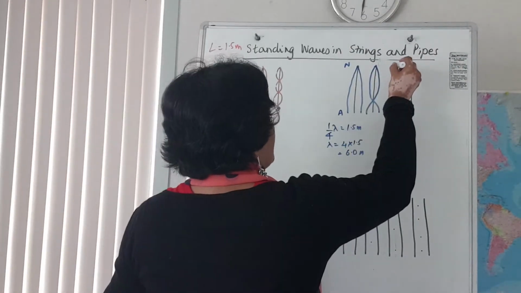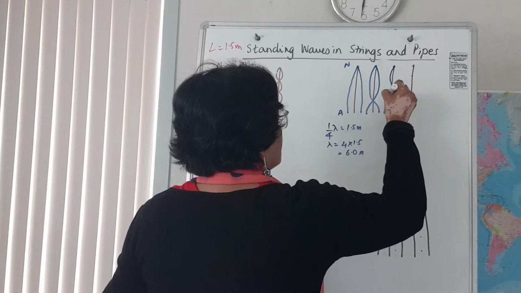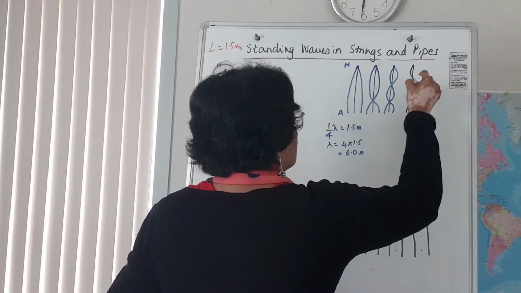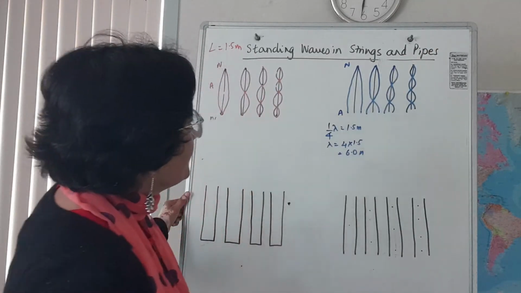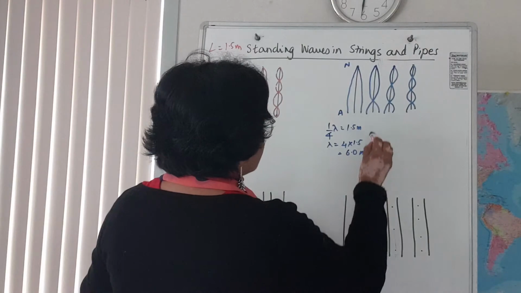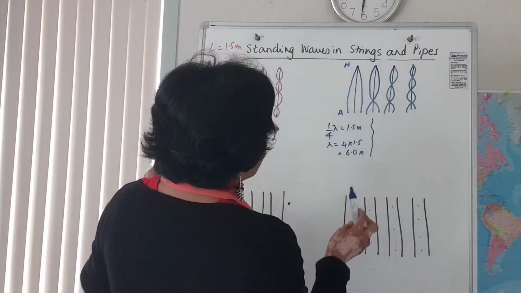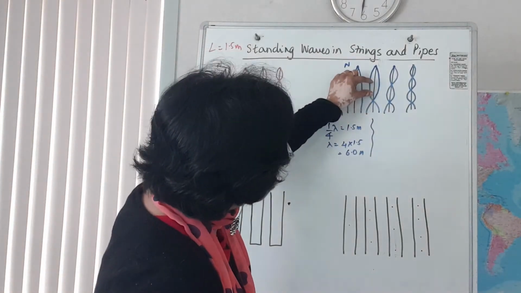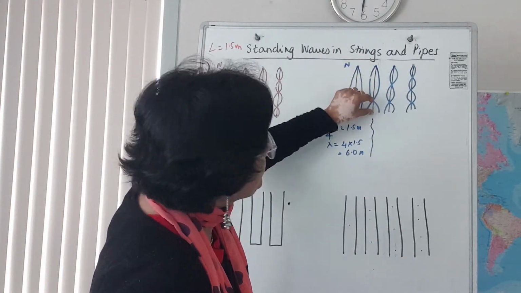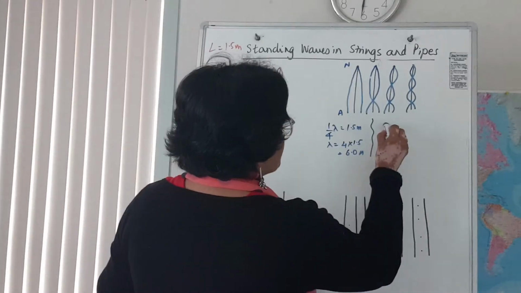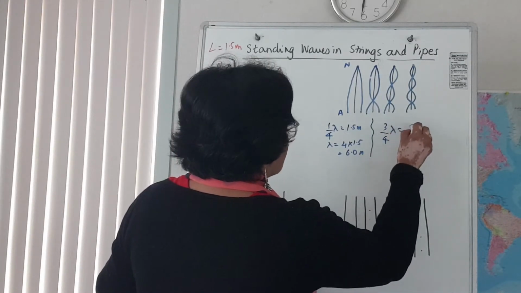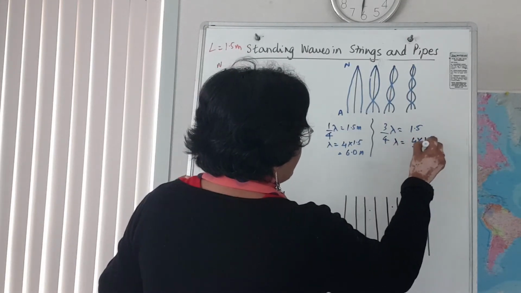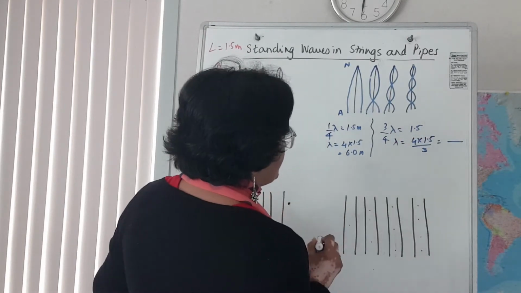And then the next higher harmonic. And the next one looks like this, okay? And just looking at the wavelength for this one. So how many quarters do we have? 1 quarter, 2 quarters, 3 quarters. Can you see that's half and a quarter, which is 3 quarters? So 3/4 wavelength is 1.5 meters. So a wavelength is 4 times 1.5 over 3, and you get your answer.